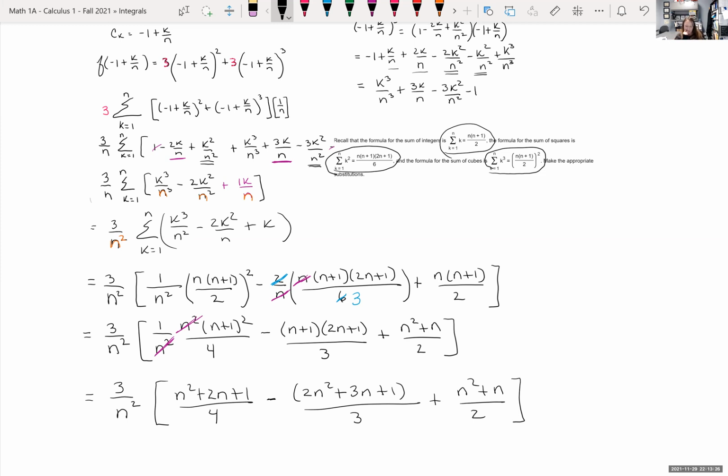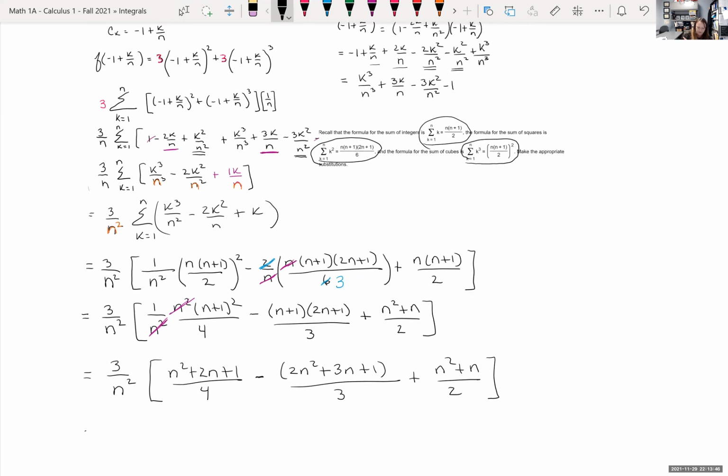So I'm just making sure I can technically get a common denominator and combine like terms then. So my common denominator looks like it's going to be 12. So 3 over n squared. So if we multiply this by 3 over 3, that's going to give us 3n squared plus 6n plus 3. Everything's going to be over 12.